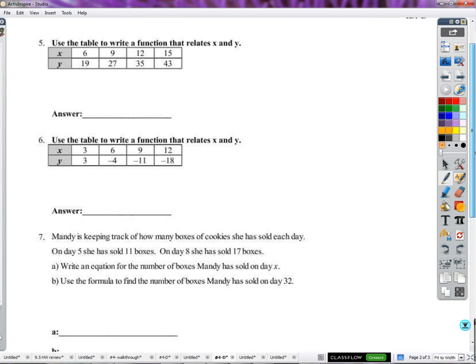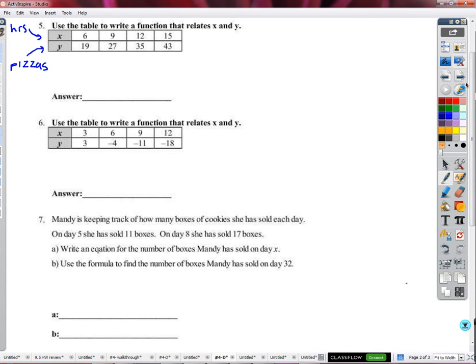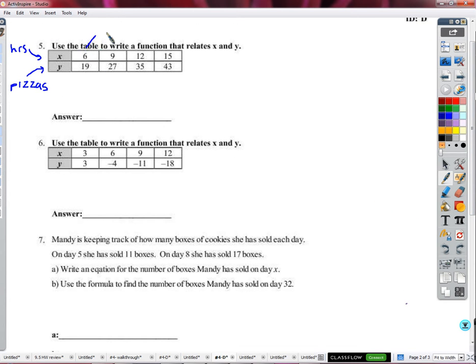All right, so number 5. For this one, let's say that this x variable represents hours. And because I know there's going to be fractions involved and all that kind of stuff, I think pizzas work nicely. Pizzas work well with fractions. All right, so let's scroll up a little bit. As we look, the hours change by 3 hours, and the y variable, which we're calling pizzas, changes by 8. Again, the hours change by 3, and the pizzas change by 8.